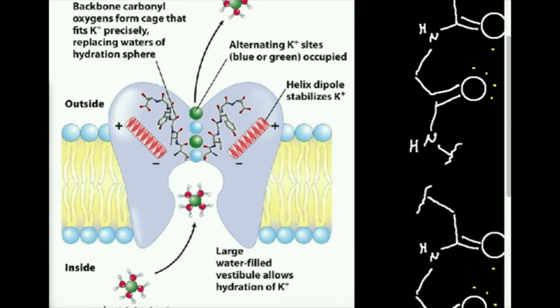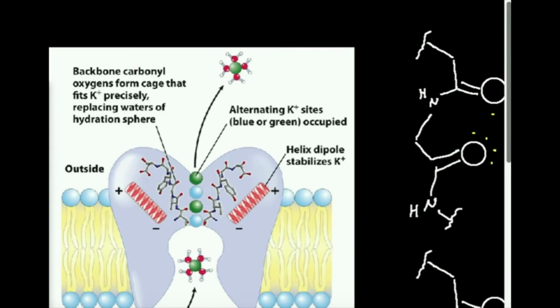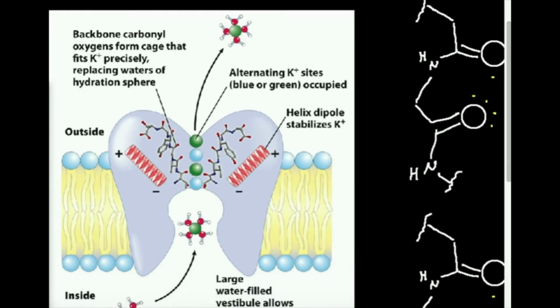We see the potassium ion in green entering the channel from the interior of the cell. In order for the ion to enter the constrained region of the channel, the hydration shell must be removed. In its hydrated state, the ion is simply too wide to pass.